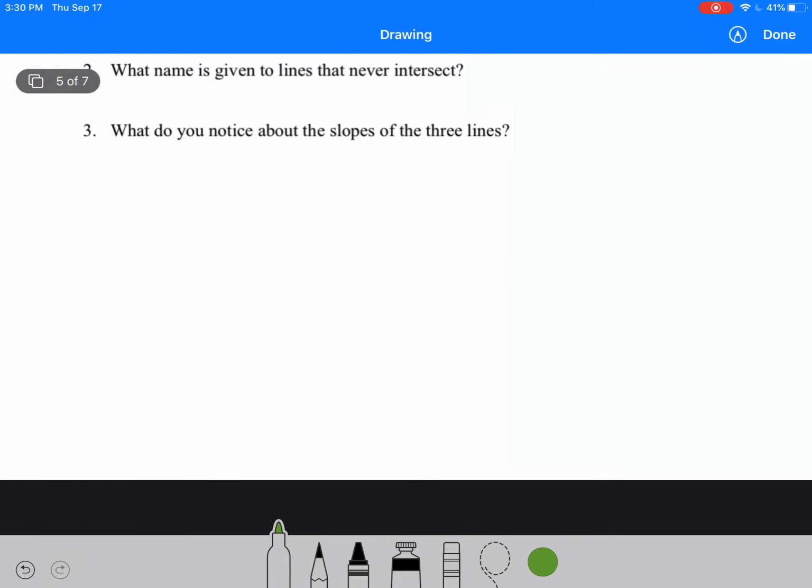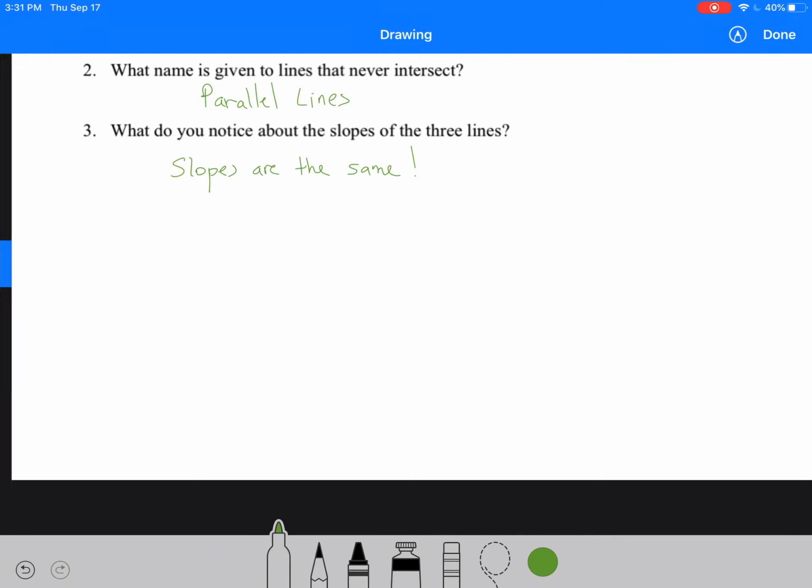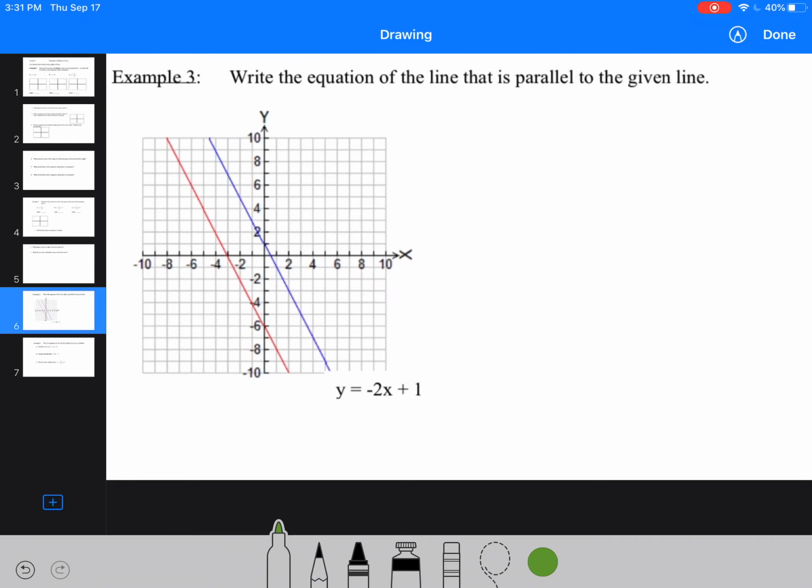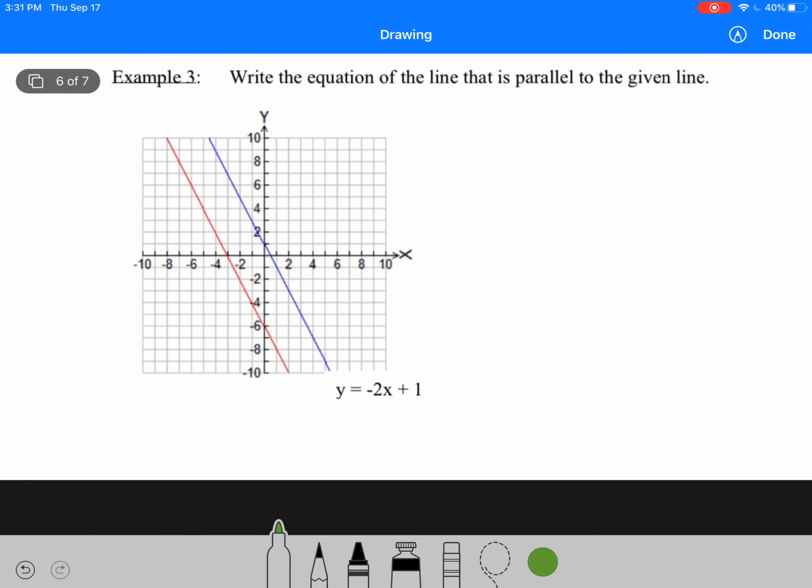All right? So I'm just going to write it all on one slide. I know we just said this, but that's the name given to lines that never intersect. They're called parallel lines. And what do you notice with the slopes of the three lines? Like we said, the slopes are the same.